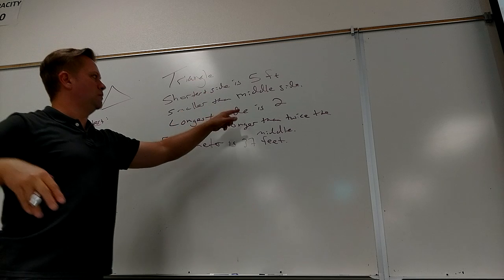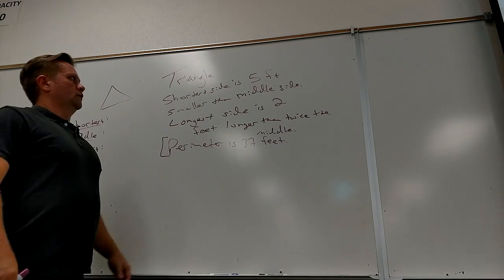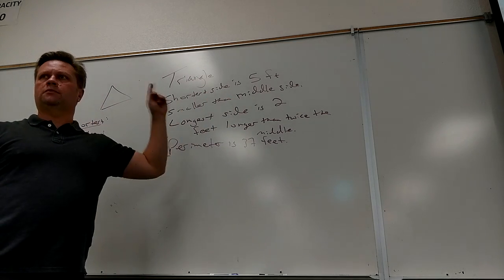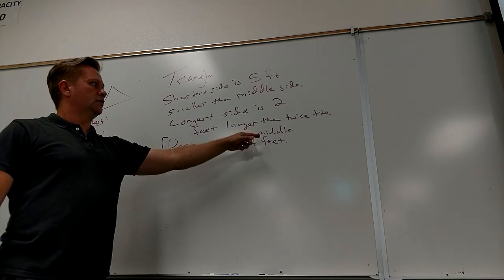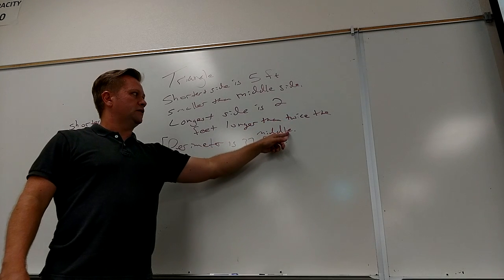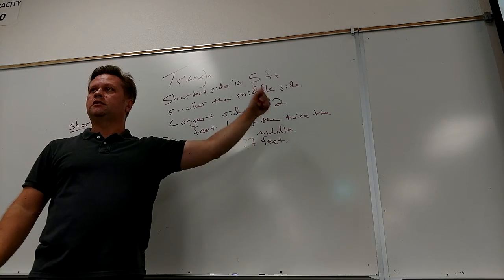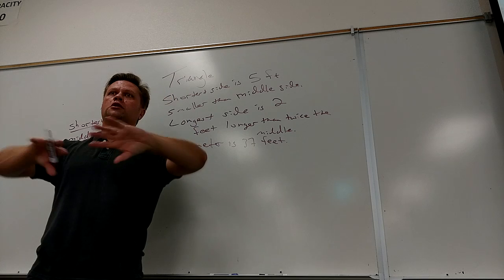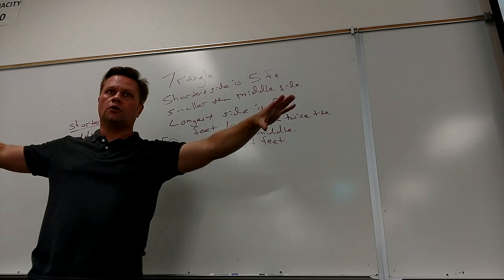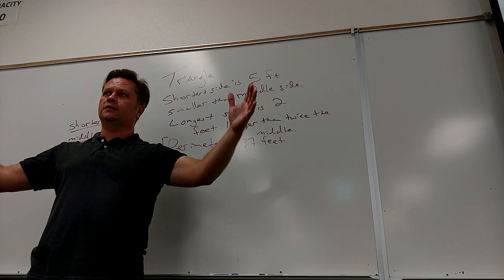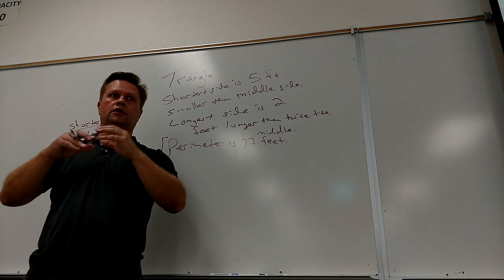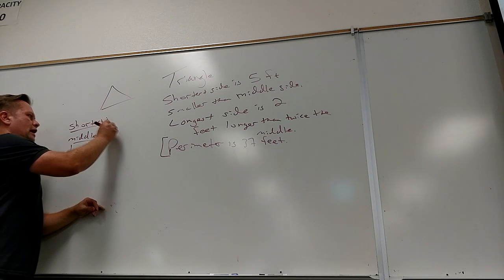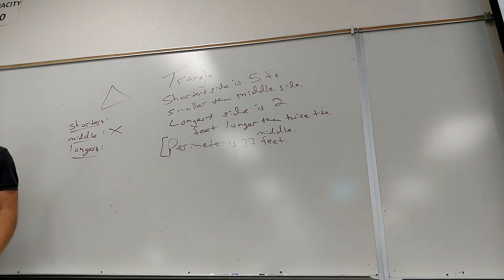So if I told you the middle was 8 feet, what would the shortest side be? 3 feet. And what would the longest side be? Twice the middle, 16, plus 2, 18. See, so if you knew the middle, you could set up what the other two are. Do I know what the middle side is? No. But I identified it as being the starting point. I call it X, because I don't know what that thing is, but it's my starting point.